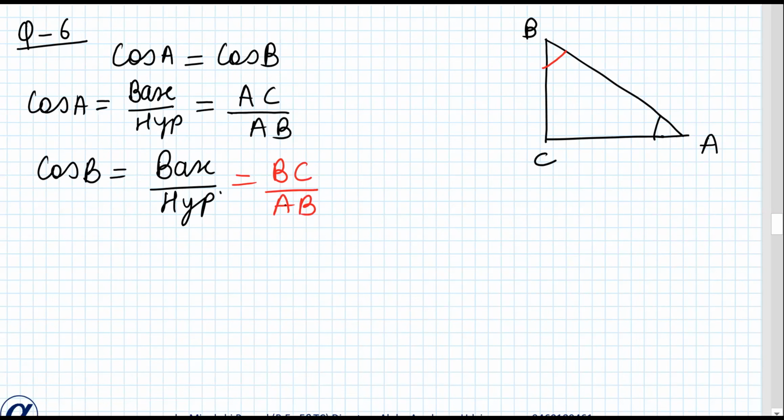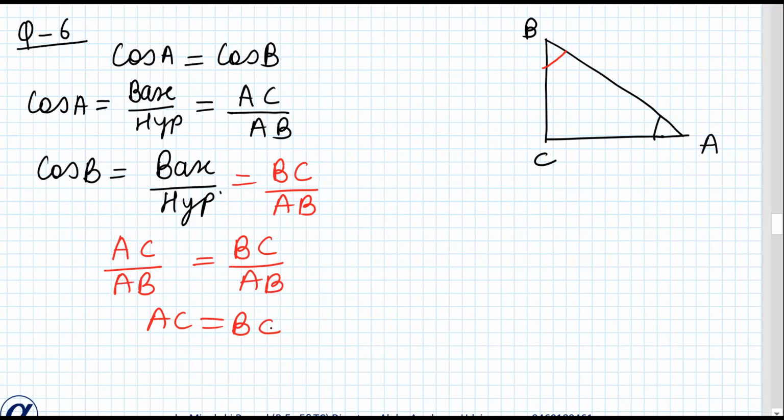Now, it is given that cos A equals cos B and we have to prove angle A equals angle B. If I substitute cos A equals cos B, that is AC upon AB equals BC upon AB, I can say that AC equals BC. In a triangle, if two sides are equal, then the angles opposite to these sides are also equal. This we have studied in class 9th. Therefore we can say that angle A equals angle B. Hence proved.